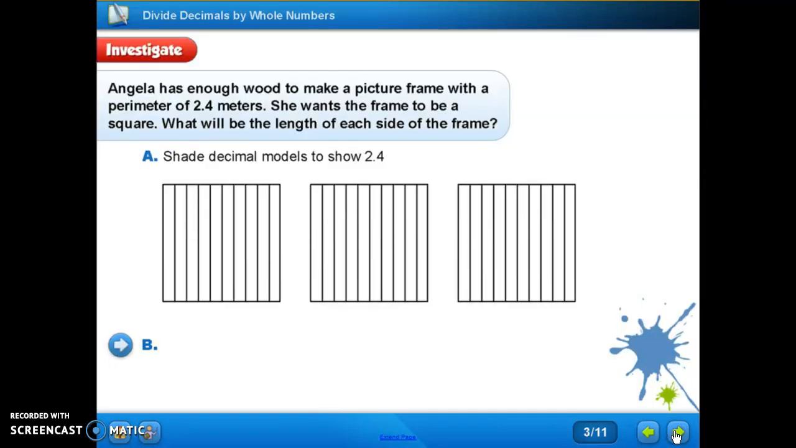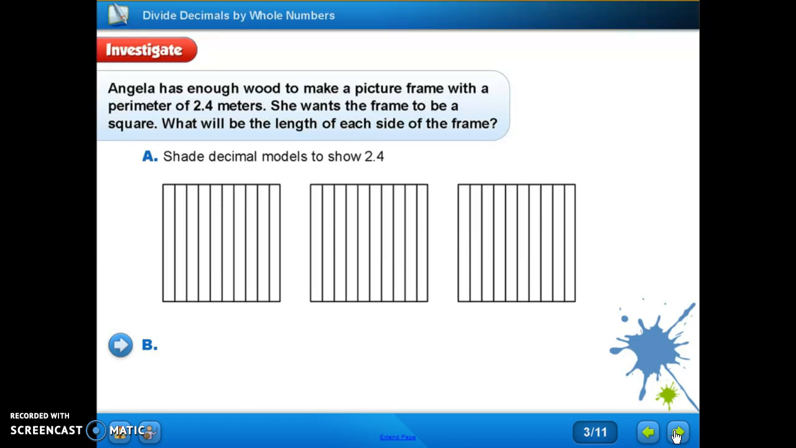Angela has enough wood to make a picture frame. This is on page 205. With a perimeter of 2 4/10 meters, she wants the frame to be a square. What will be the length of each side of the frame?